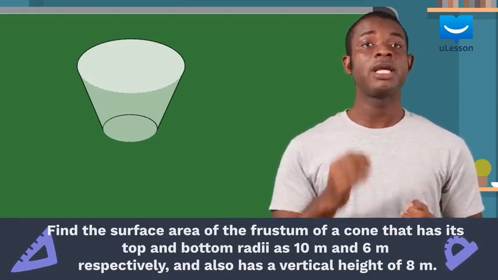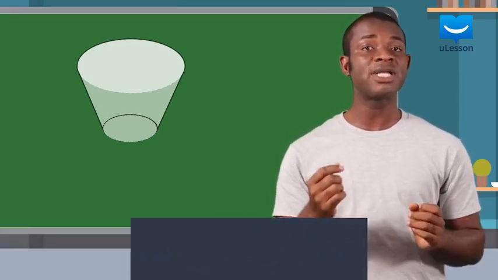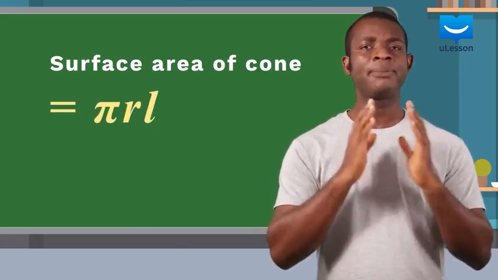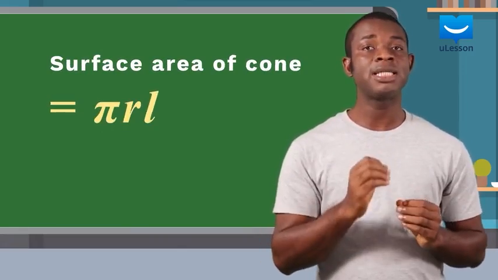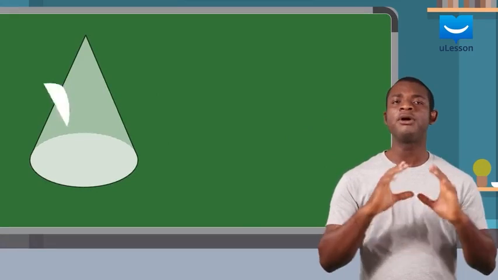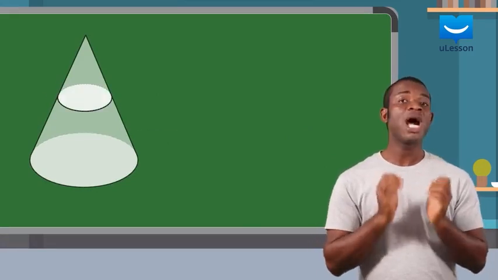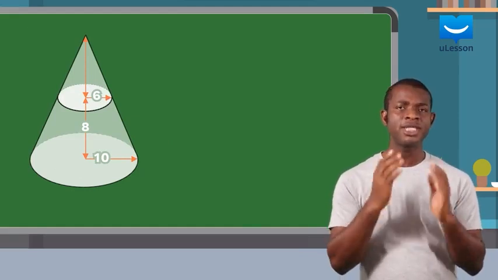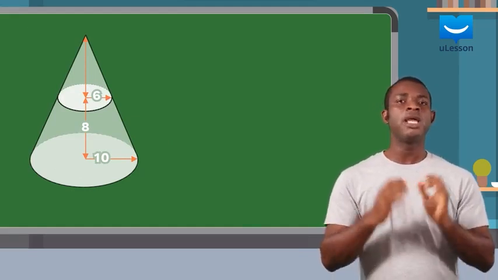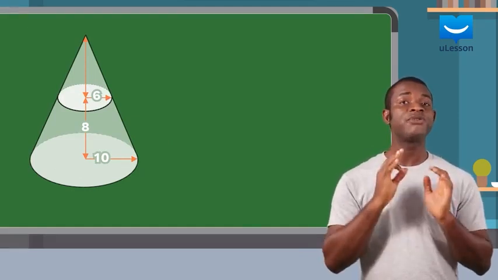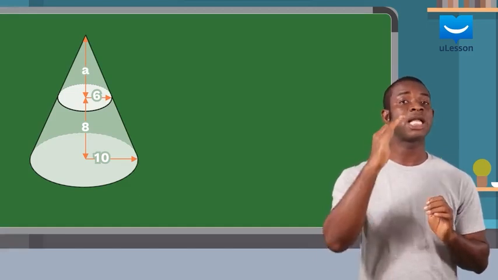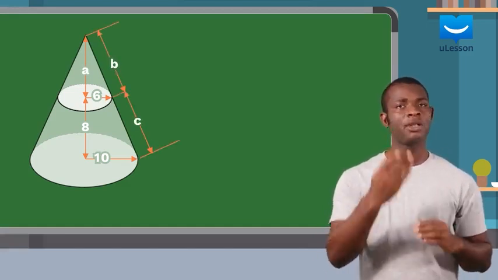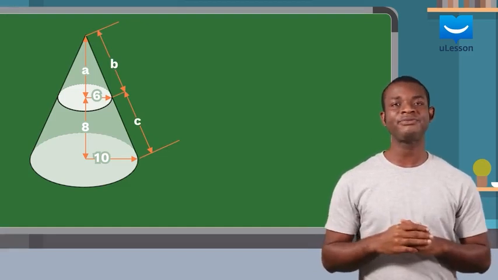We already know that the formula for finding the surface area of a cone is pi RL. Looking at the parameters we are given, we can see that we are only given the information for the frustum. We have to find the parameters for the bigger cone and smaller cone using the given parameters. If we label the vertical height of the smaller cone as A with a slant height of B and the slant height of the frustum as C, we will have this image.